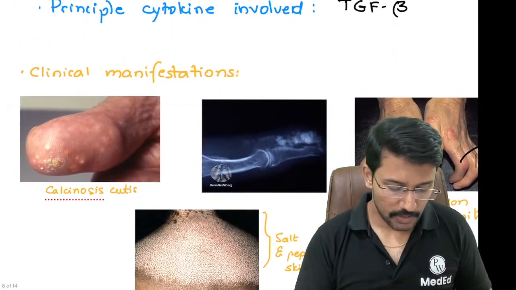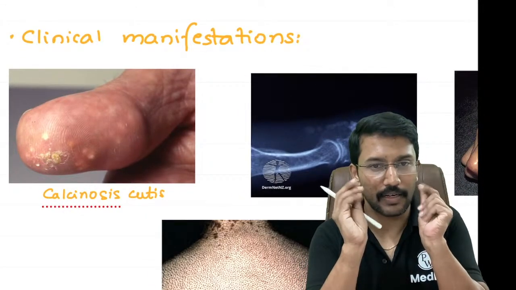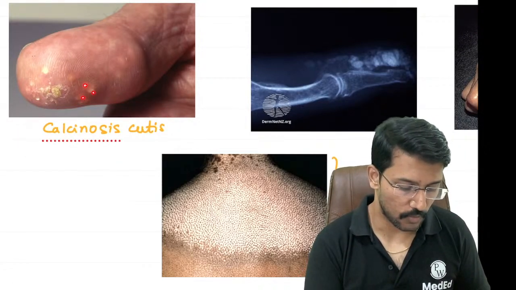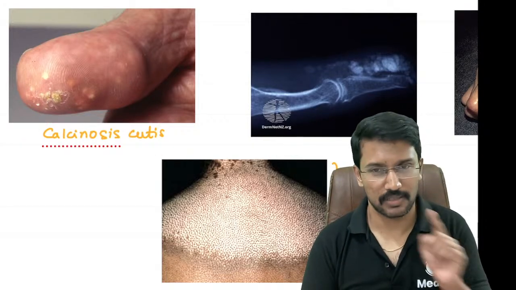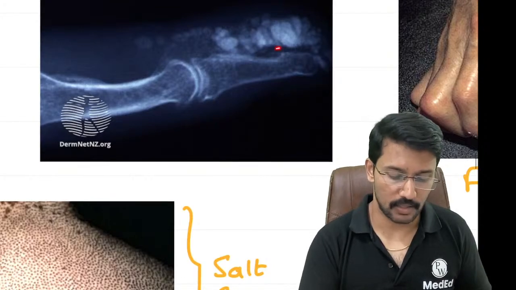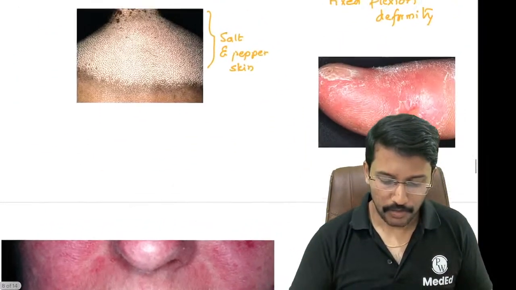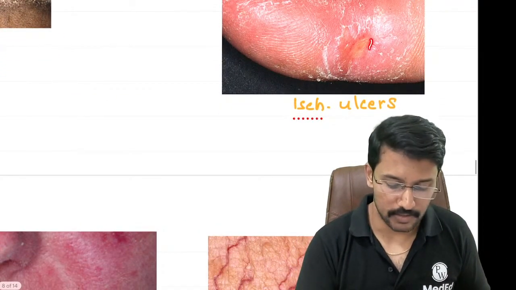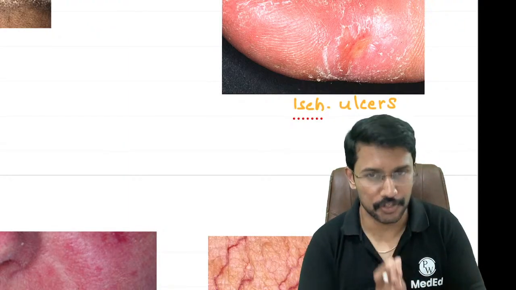Apart from that, some of these patients can develop calcification of the soft tissues, mainly the fingertips. We call this condition calcinosis cutis. Like you see here, all these white specks are calcified soft tissue. Skin is calcified plus the underlying soft tissue. In the same finger X-ray, you can see all the calcification in the soft tissue. Then, because these patients have vascular injuries, they can develop ulcers of the fingers. We call them ischemic ulcers, because the fingers are not getting blood supply, they are ischemic.